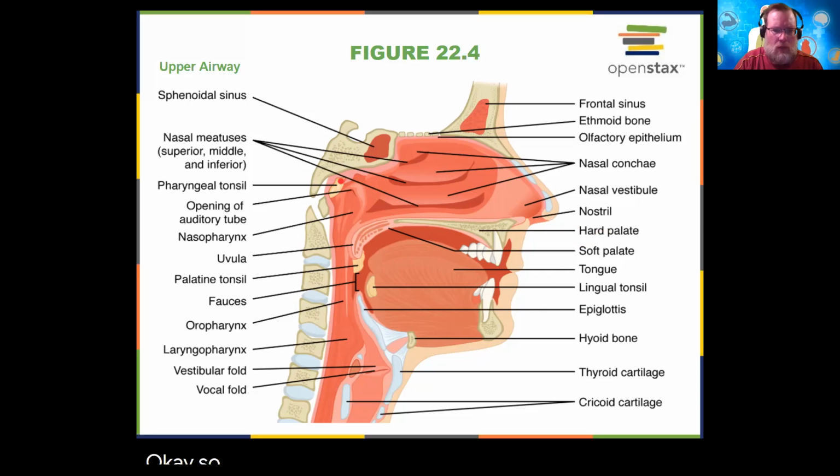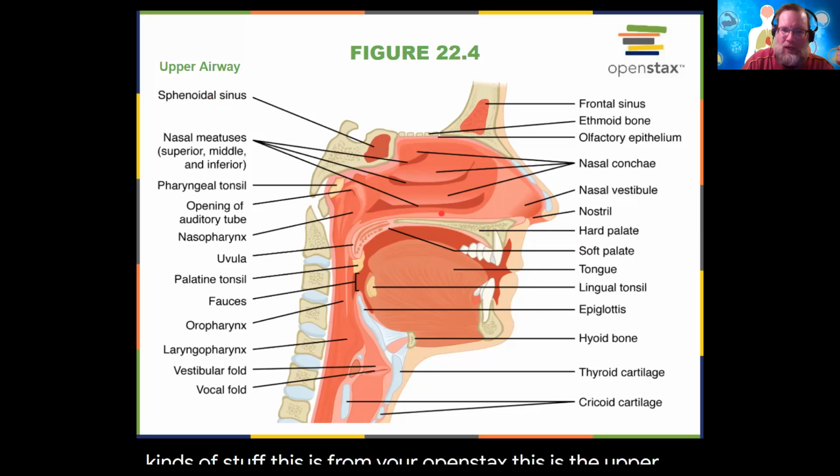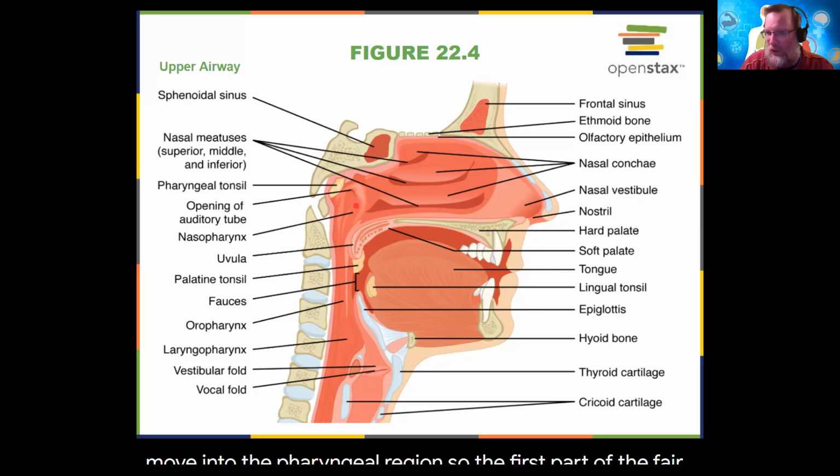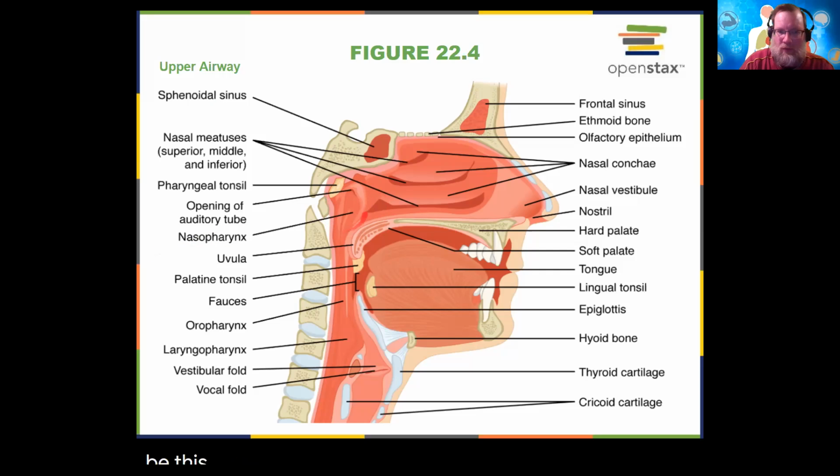Okay, so a couple of things. This is a good slide. It shows us all kinds of stuff. This is from your OpenStax. This is the upper airway. So let's work. We're leaving the nasal cavity. Let's move into the pharyngeal region. The first part of the pharyngeal region is called the nasopharynx. So that's going to be this spot right in here.